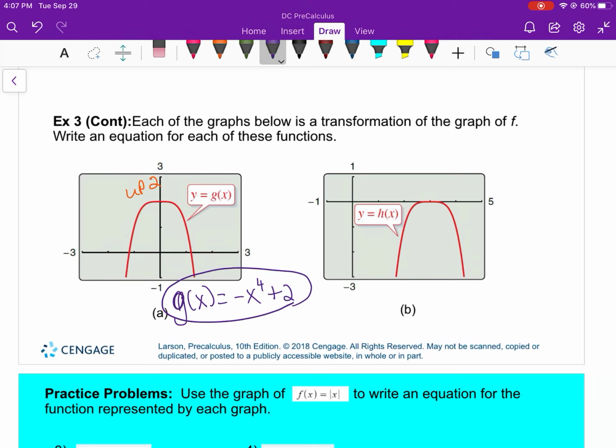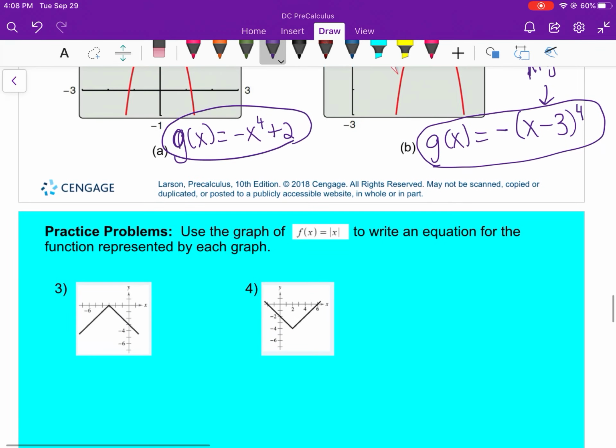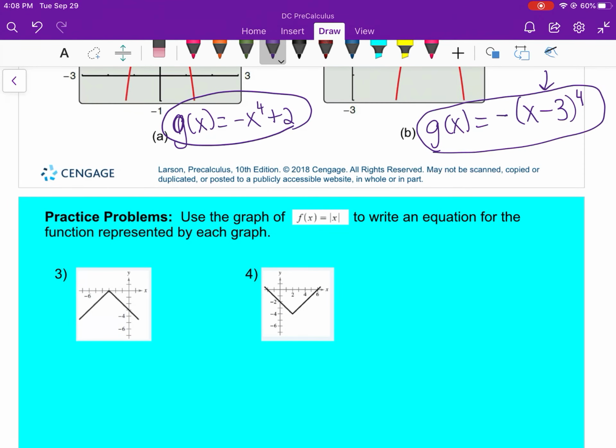And this one, you can see that it's been flipped over again, but also pulled to the right 3 spaces. So this is a distance of 3. So g of x, negative for the flip, x minus 3 to the 4th power. So that minus 3 goes to the right 3. And then what you're going to have here are some graphs. Things have been translated. Here's the original function. Can you give me your new equation?